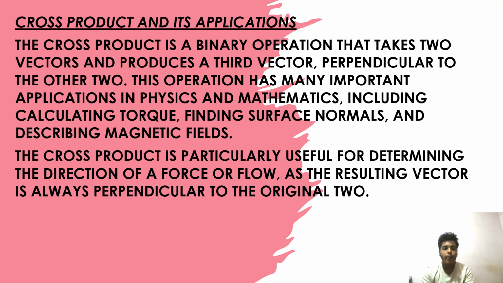Cross product and its application. The cross product is a binary operation that takes two vectors and produces a third vector perpendicular to the other two. This operation has many important applications in physics and mathematics, including calculating torque, finding surface normals, and describing magnetic fields. The cross product is particularly useful for determining the direction of a force or flow, as the resulting vector is always perpendicular to the original two.